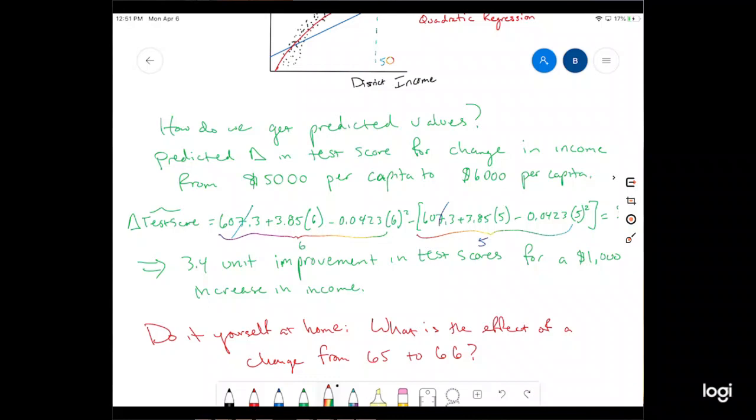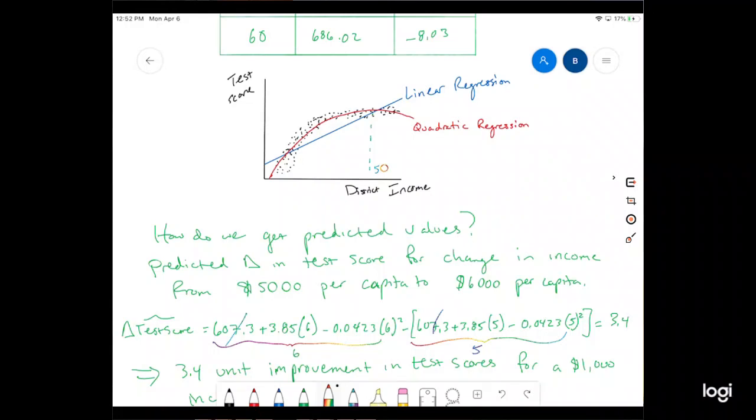Now, this is not going to be the same as if we went from $10,000 to $11,000, or we went from $25,000 to $26,000, and that's the point of this. The point is that the effect of income on test scores depends on the level of income. The effect of income on test scores is not the same at low levels of income as it is for high levels of income.